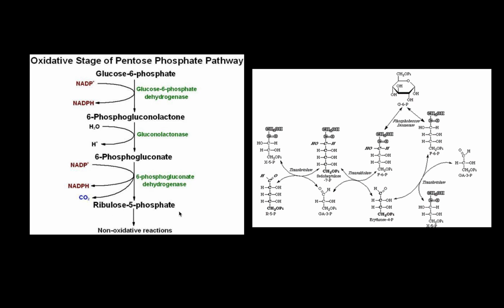Okay, so finally you get the ribulose 5-phosphate, and then from there it can turn into the fructose 6-phosphate directly, or it can be turned into the xylulose 5-phosphate, and then with a bunch of shuffling eventually make the fructose 6-phosphate or the glyceraldehyde 3-phosphate.